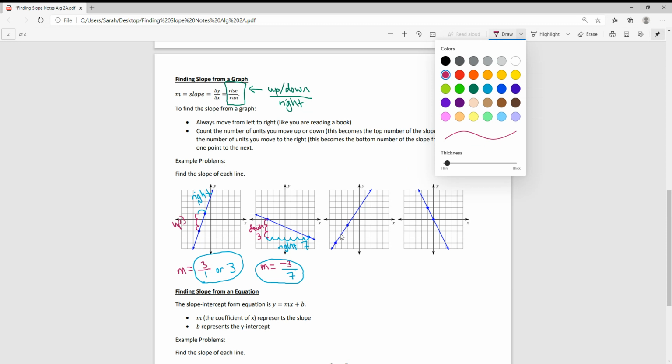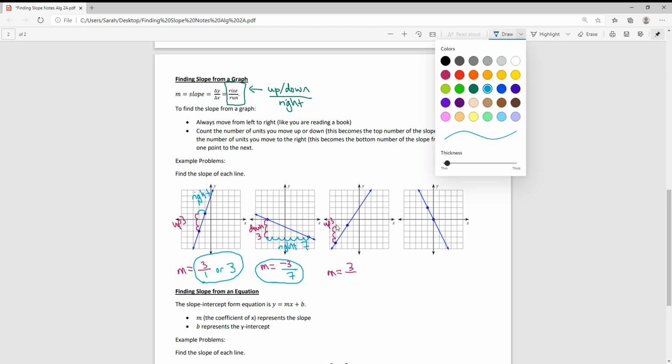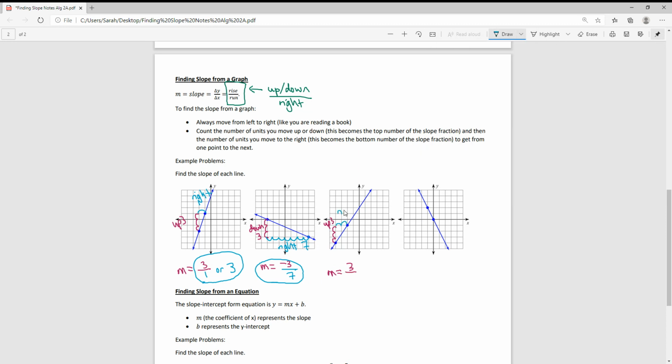Let's try another one. This one will be a positive slope because our line is going up as we go to the right. Looks like it's going uphill. So how many am I going up? I'm going up 1, 2, 3. So the top number of my slope is positive 3. How many am I going to the right? 1, 2. So my slope is 3 over 2. Positive because it's going up as I go to the right. Don't need to reduce that because it cannot.